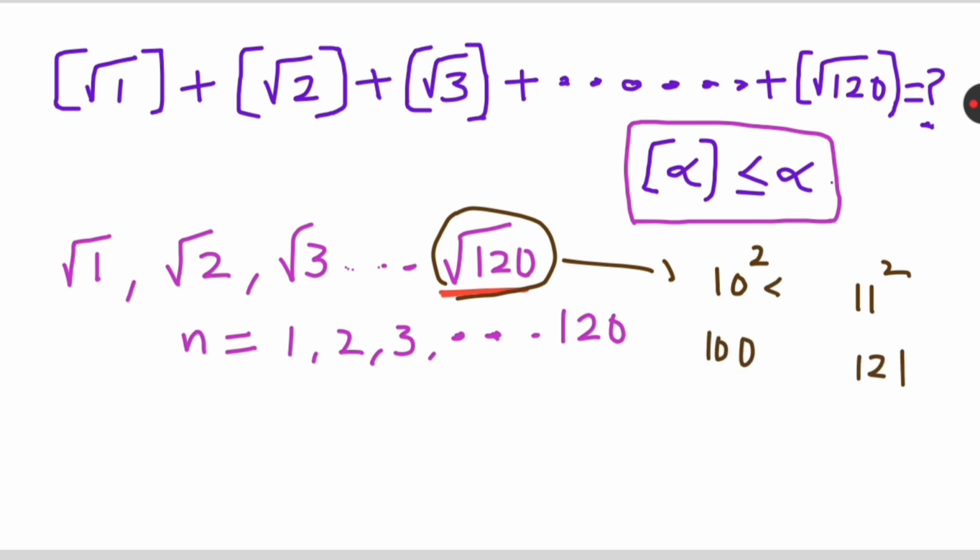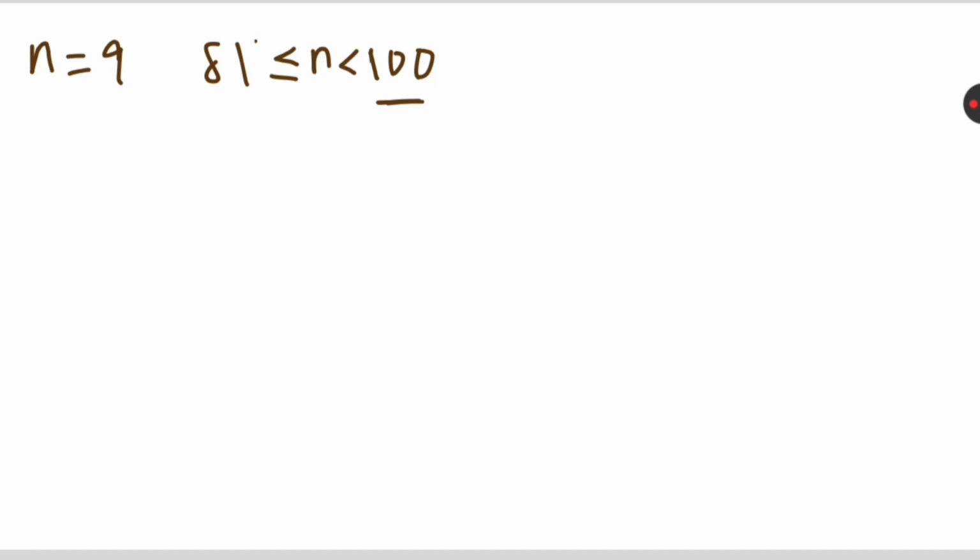So we need to take n value up to 10 square to 11 square. That means we need to take n as up to 10. So this is 9 only. Still we need to do one more step. So here the n values are 81, 82 up to so on 99. So here we are going to get 19 terms.